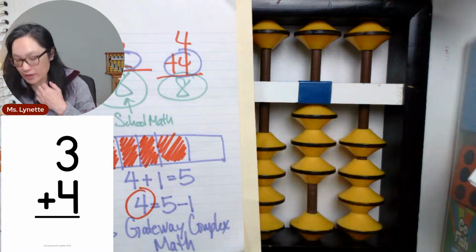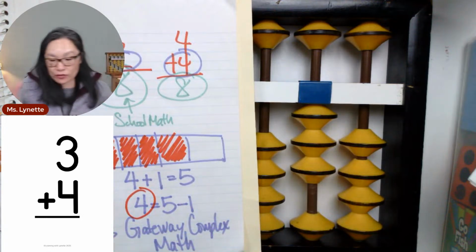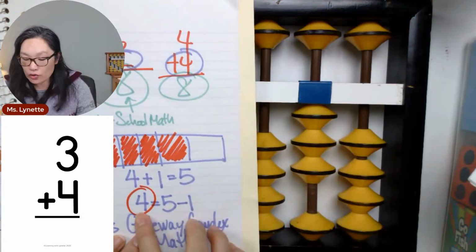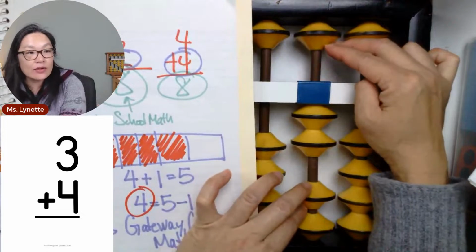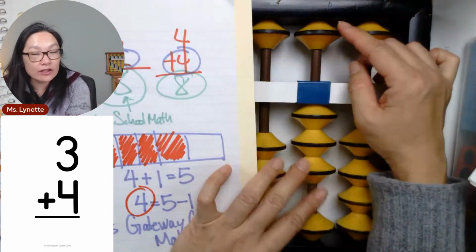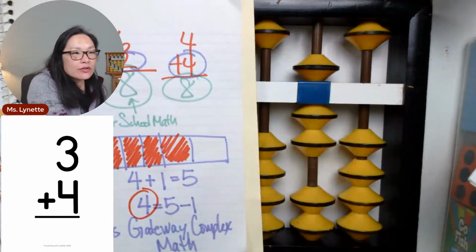Okay, so we have 3. The question is 3, and then we want to add the 4. Now, if you notice, we already understand what the 4 is, right? To do the 4, all we have to do is add the 5 and take away the 1. See how there's a pattern there? I'm adding a 4. If I don't have enough beads, all I have to do is add the 5 and take away the 1.